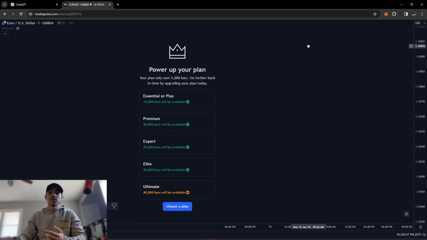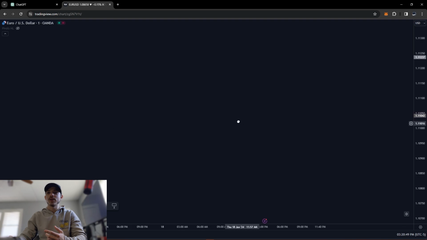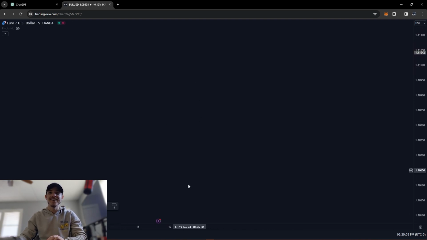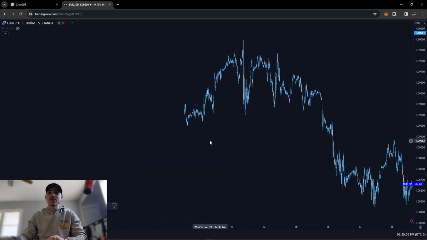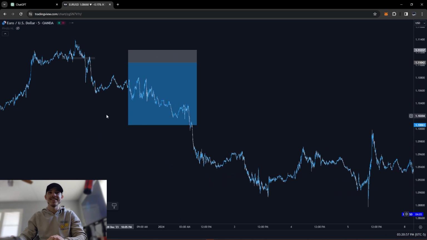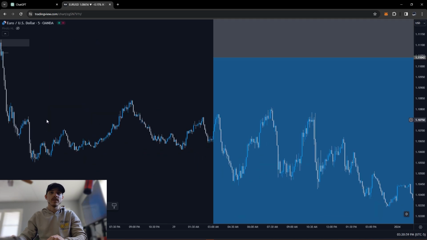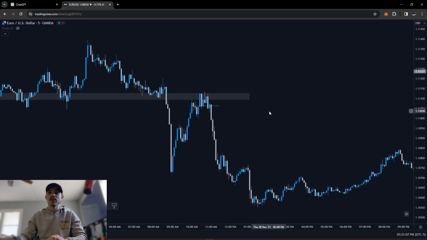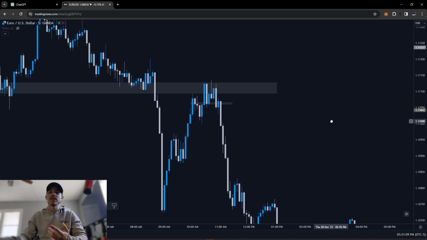Oops, I don't know if we can go that far back anymore. Okay, so we'll just stick to the 5-minute then. Just scroll all the way back. But just take my word for it, this is also this pattern right here, the head and shoulders. We have a left shoulder here, a head right here, and a right shoulder here. So we're doing the same exact thing over and over again.